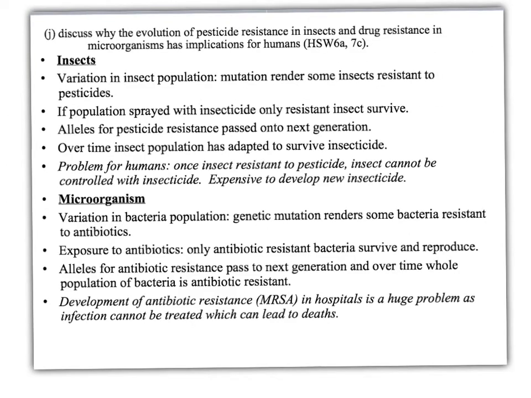Okay, the next slide requires you to discuss why evolution of pesticide resistance in insects and drug resistance in microorganisms has implications for humans. So what I'll quickly take you through is the mechanism by which insects might become resistant to insecticides, and obviously the fact that we have insects which might be resistant to insecticide has implications for humans. Once we've got an insect resistant to a pesticide, the insect can't be controlled. And obviously if the insect can't be controlled, that affects all sorts of things.